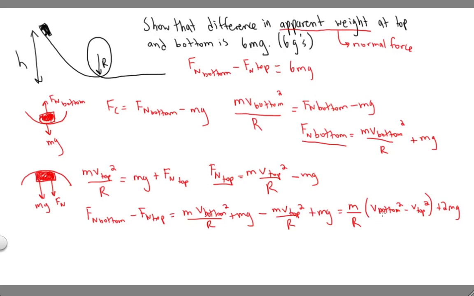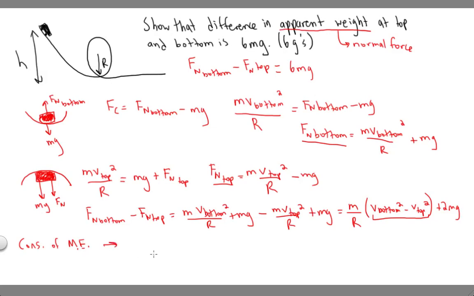In order to find this difference, we need to find out the difference between the velocity at the bottom squared and the velocity at the top squared. This is where energy comes into play. You see here we haven't done anything with energy, and we know it's an energy problem, well, mainly because I told you. So we're going to use a conservation of energy equation to find out this expression here. So here we're going to do conservation of mechanical energy.